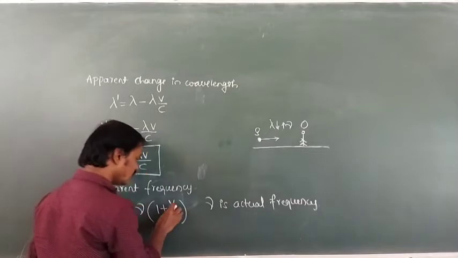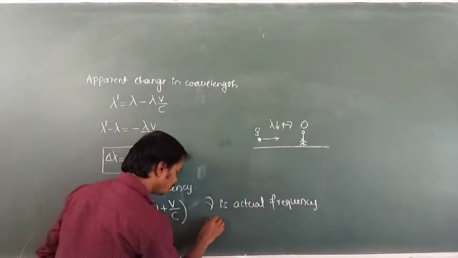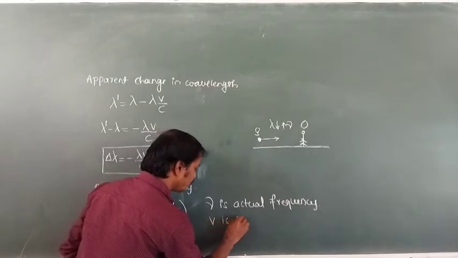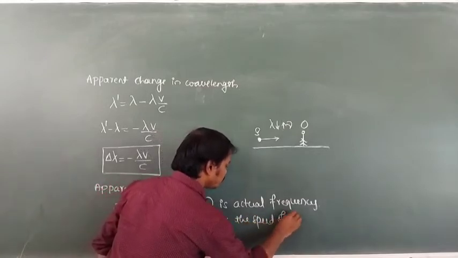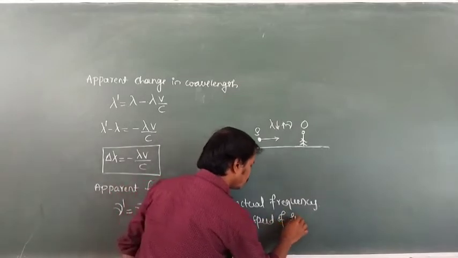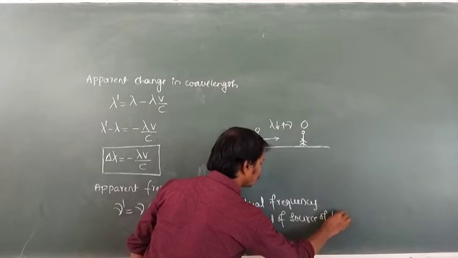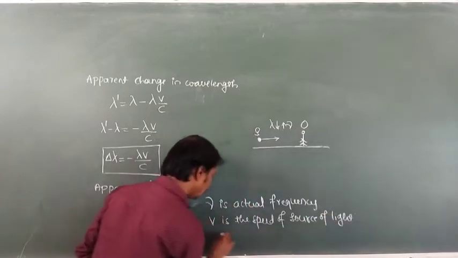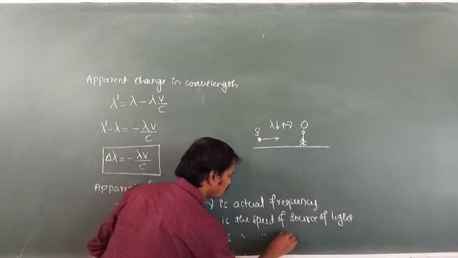Then what is V? V is the speed of source of light. Next one, what is C? C is the speed of light.